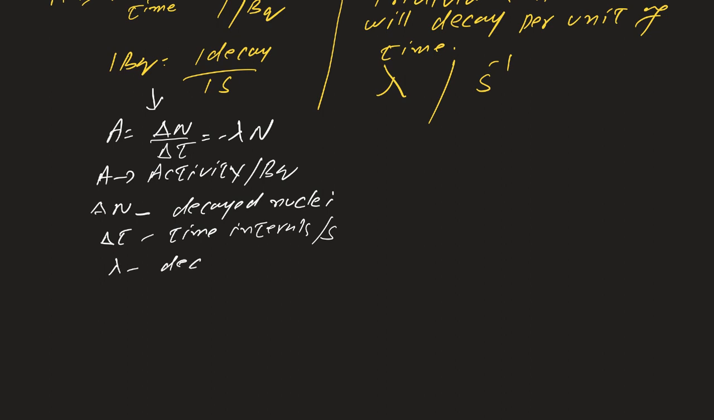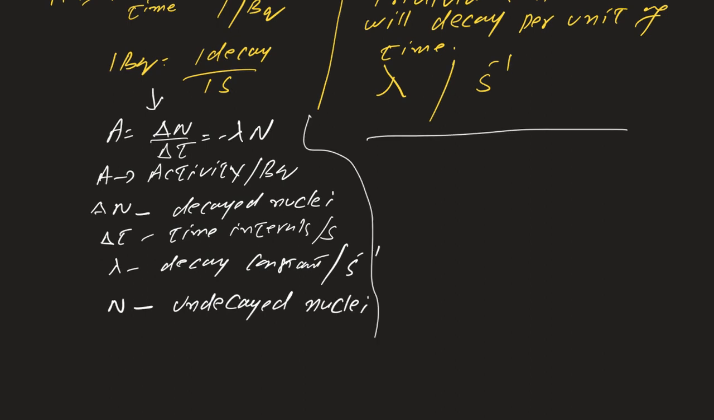Lambda, you know, is the decay constant, that is the probability that an individual nucleus will decay per unit of time. It is in second inverse, and N is the number of nuclei remaining in a sample, meaning undecayed nuclei. Okay, this simple calculation will help you in order to solve the numericals of this question.